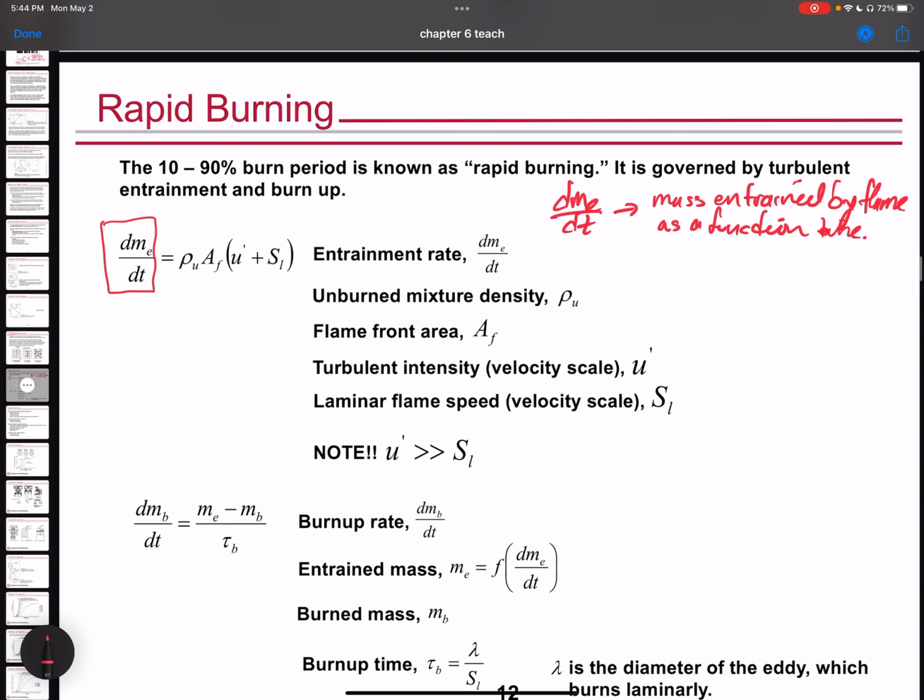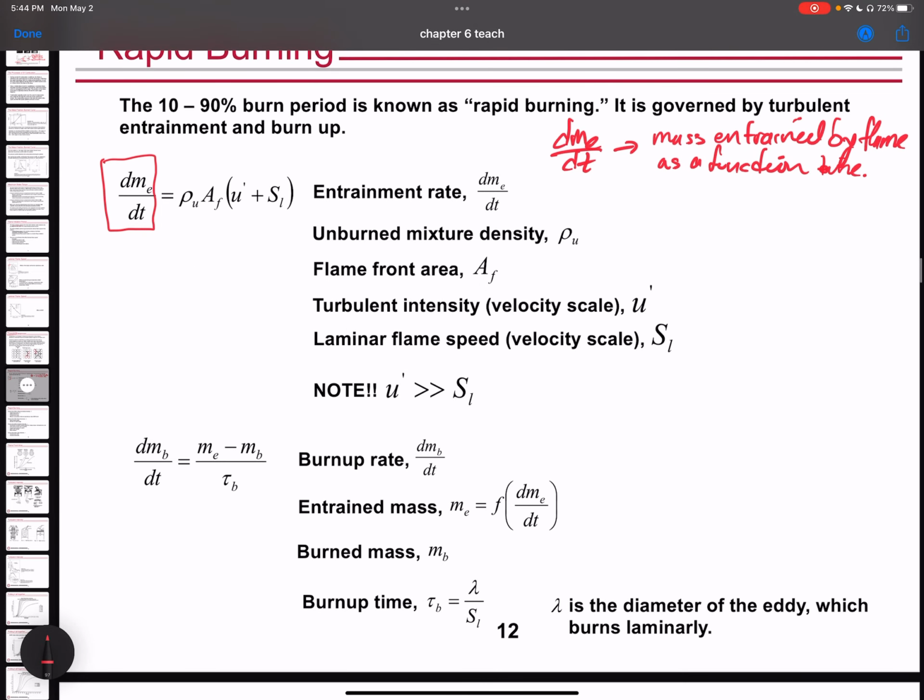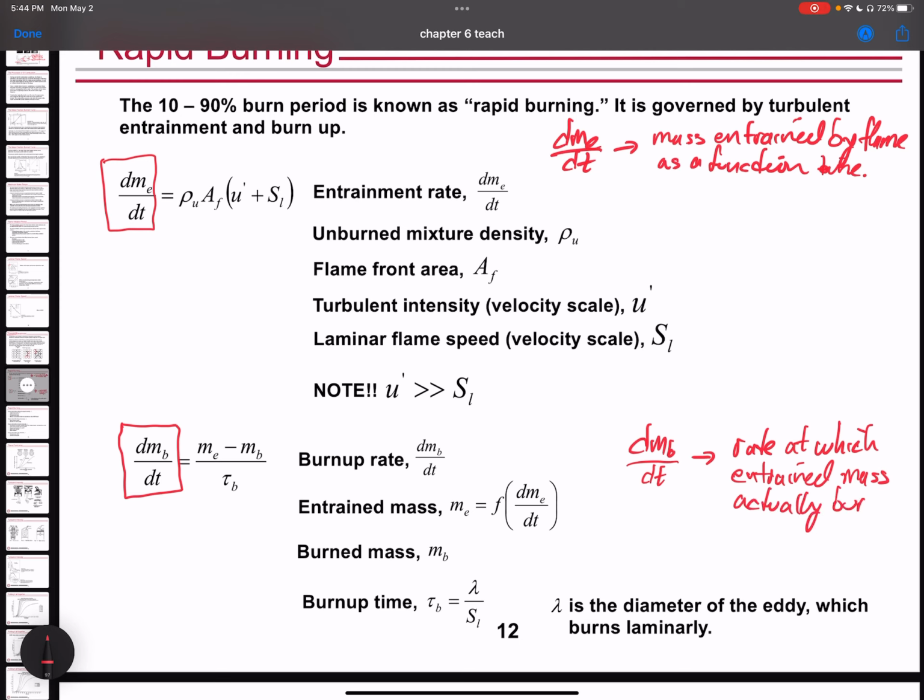The second portion of the rapid burning period is the actual burn-up rate, and that's the second equation shown here, dmb by dt. And so dmb by dt is the rate at which entrained mass actually burns. Okay, so we'll come back to the burn-up rate in just a moment.